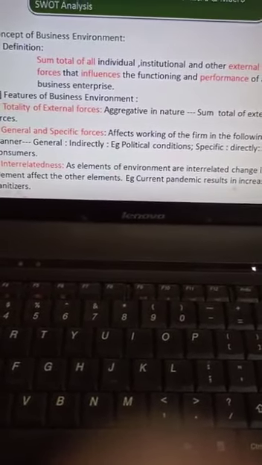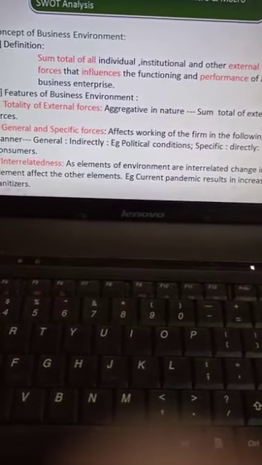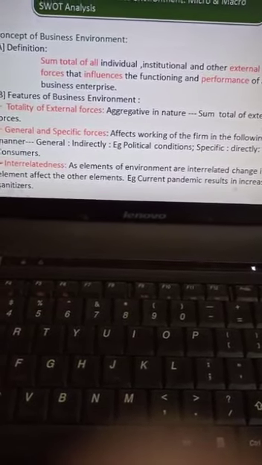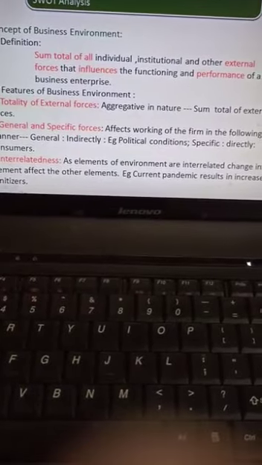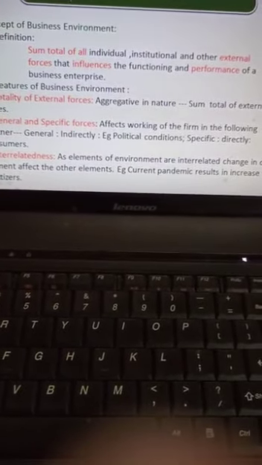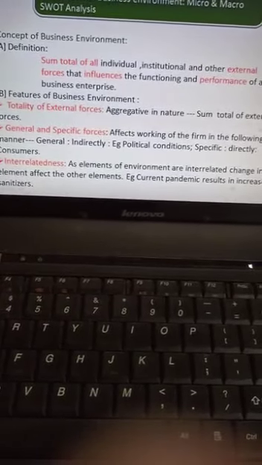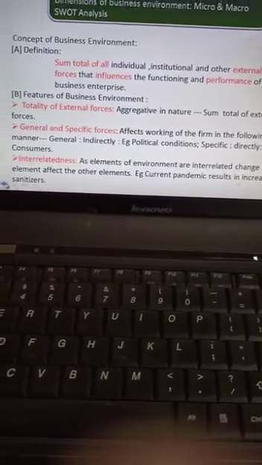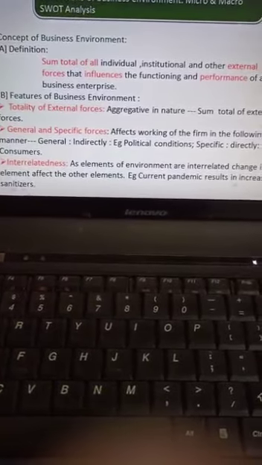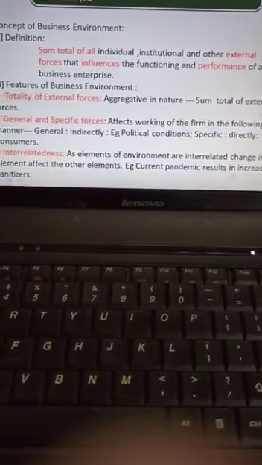So, business environment rather is an aggregation of all those external forces which have an influence on the working of the enterprise. We move to the features of business environment. Number 1, totality of external forces.